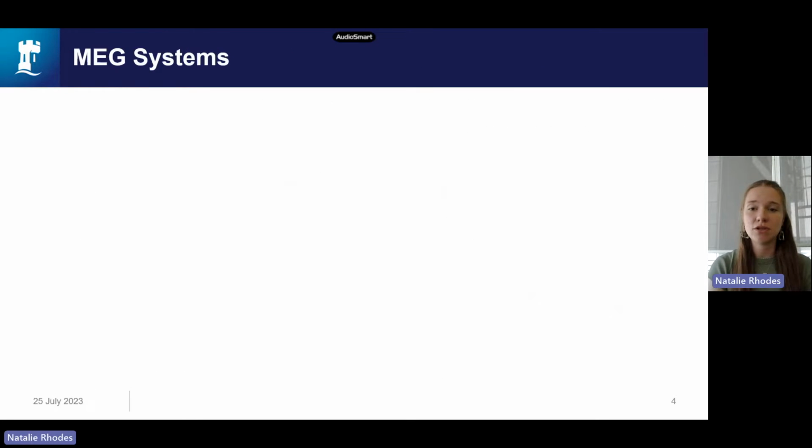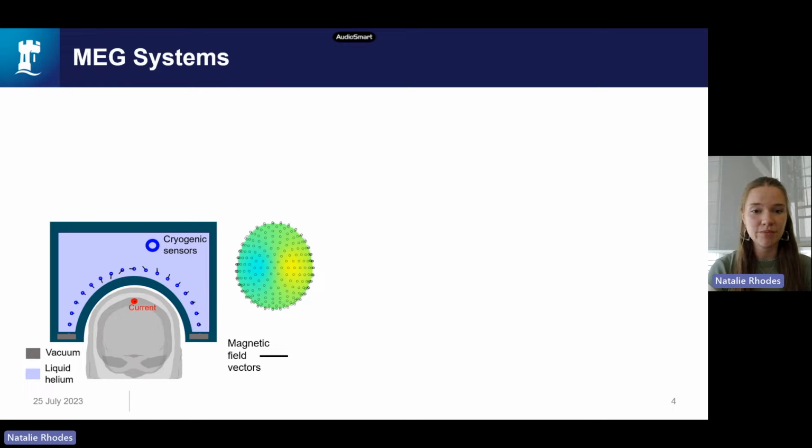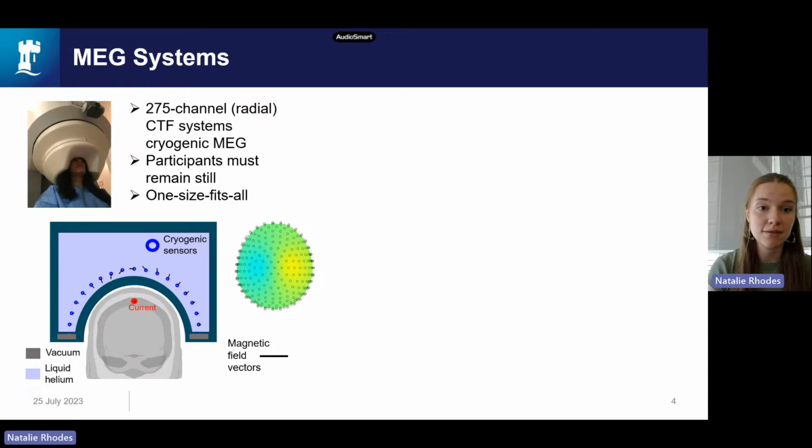So how are we trying to measure them? We're using magnetoencephalography, or MEG. So MEG is measuring the tiny magnetic fields around the scalp that are produced by currents from the neurons within the brain. And so this technology has been around for a very long time, and they typically use cryogenically cooled sensors. And so here we've got a picture of a CTF system, a cryogenic MEG.